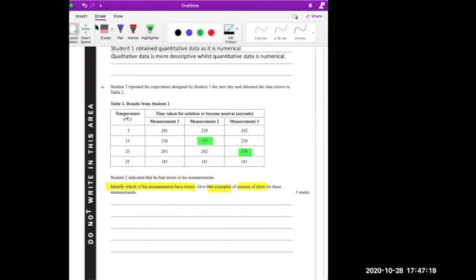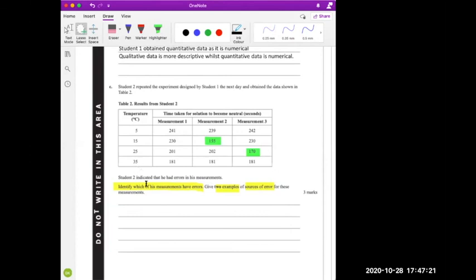So then I would say, identify which of these measurements have errors. That's 1 mark. And then the 2 examples are the other 2 marks. So I would say measurement 2 at 15 degrees and measurement 3 at 25 degrees have errors.